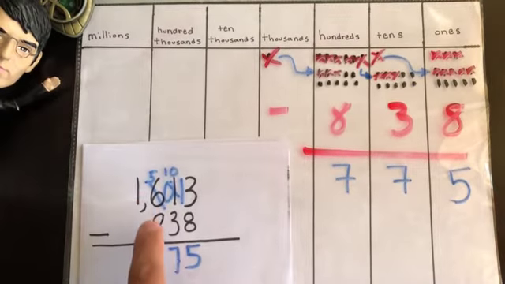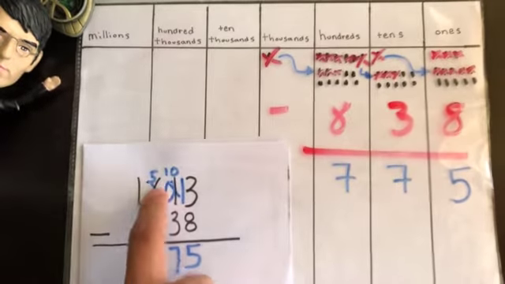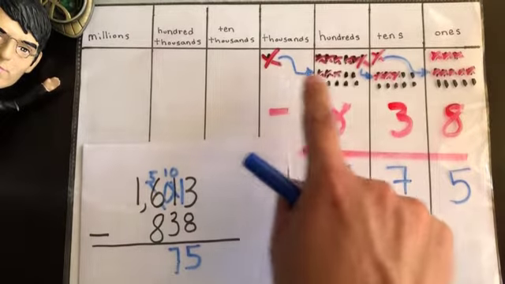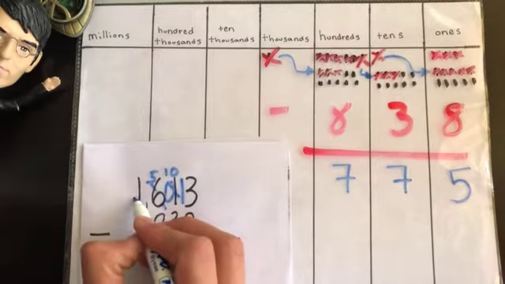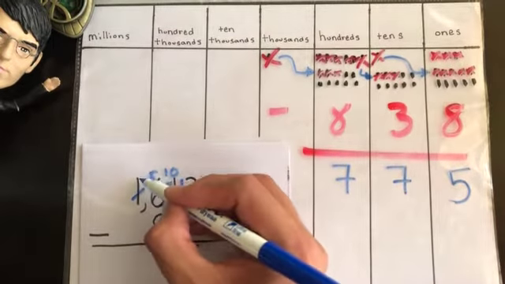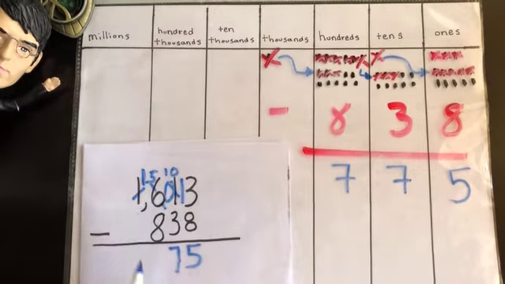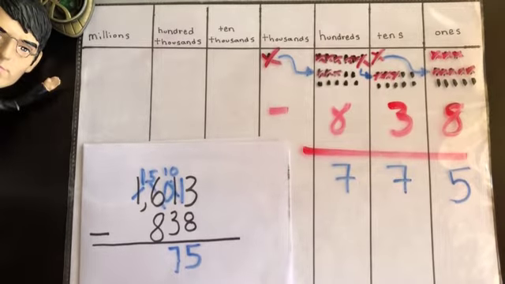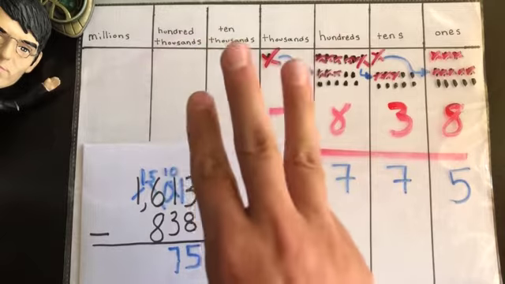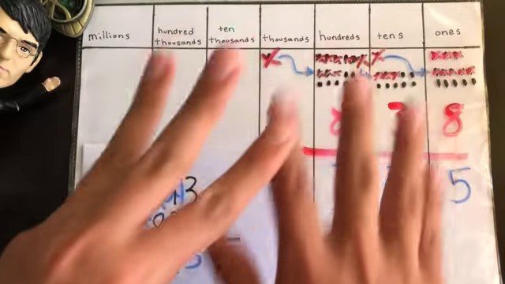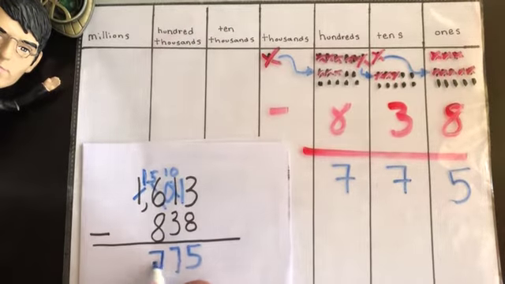Now, do I have enough hundreds to take away 8? No, I don't. So this 1,000, you know how 1,000 makes 10 hundreds. I'm going to decompose this 1,000 to give me those 10 hundreds. So those 10 hundreds plus that 5 hundreds gives me 15 hundreds. Can I take away 8 hundreds from 15 hundreds? Yes, I can. So I'm going to count. I got 15, 14, 13, 12, 11, 10, 9, 8, 7. I have 7 hundreds left.